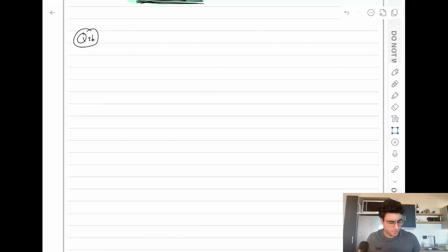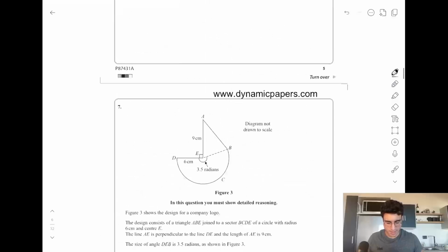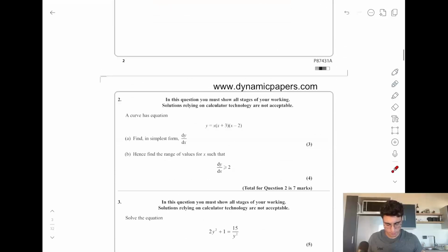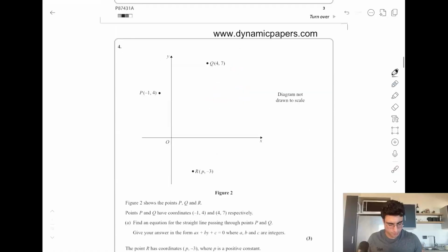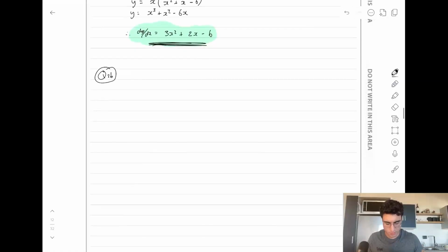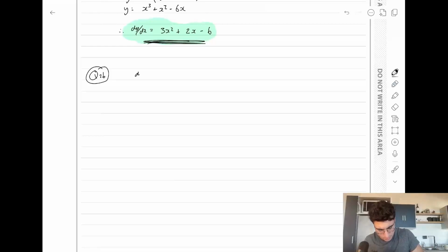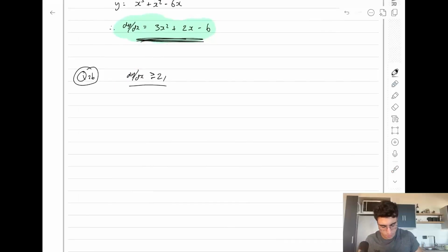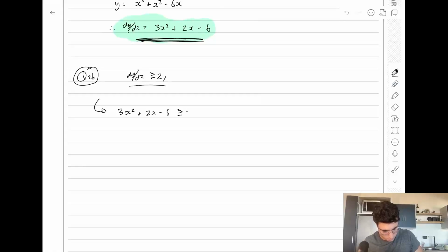Alright guys, so for 2b, we are told to find the values of x for which dy by dx is greater than or equal to 2. So the way we're going to do this is we're going to say to ourselves, dy by dx must be greater than or equal to 2. Well, what's dy by dx? It's this because we just solved for it. So therefore I'm going to say 3x squared plus 2x minus 6 is going to be greater than or equal to 2.